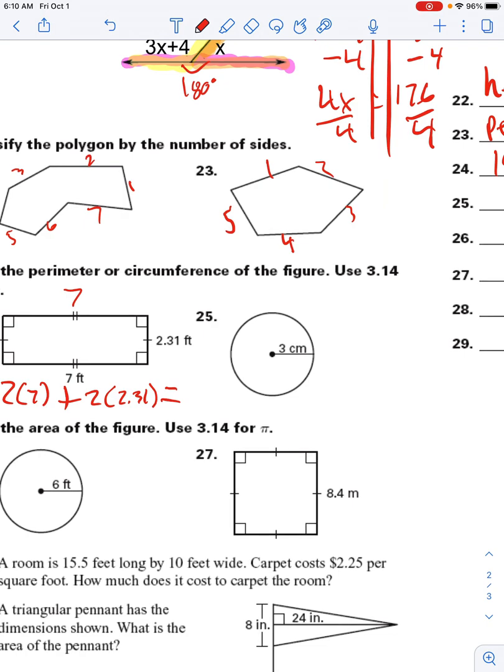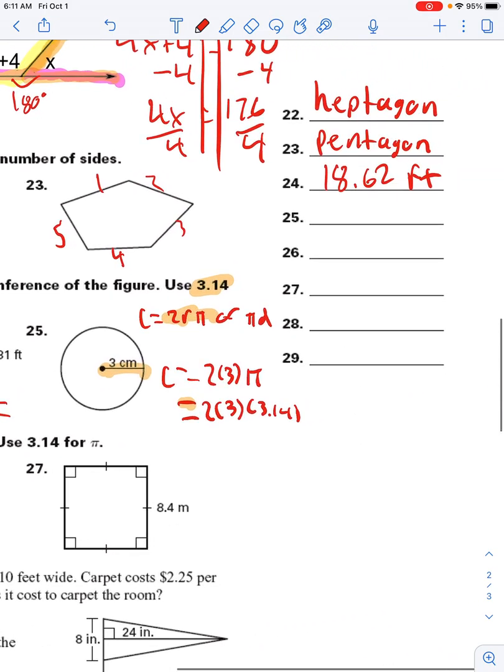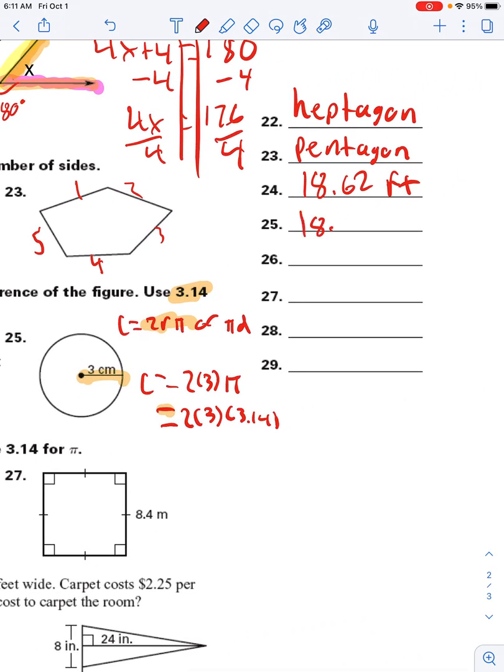Find the perimeter or circumference. So again, circumference equals 2r times pi, or pi times diameter. In this case, I am given the radius, so I should use this formula. Circumference equals 2 times 3 times pi. The directions told me to use 3.14 for pi, so I'm going to say 2 times 3 times 3.14. 6 times 3.14 is 18.84.